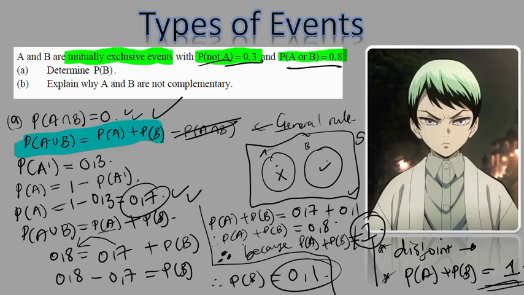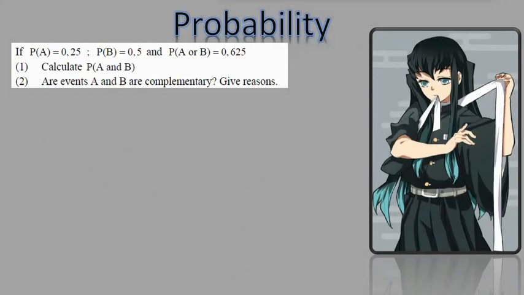Let me do the last one because I see now I'm on 53 minutes. Here's the last one. It says, if probability of A is equal to 0.25, probability of B is equal to 0.5, and probability of the union is equal to 0.625, calculate the probability of the intersection. That's question 1, right? Let's do that. You see how I read these things?